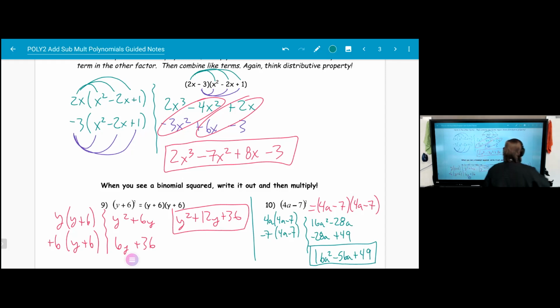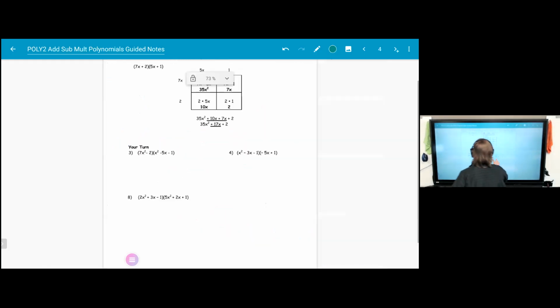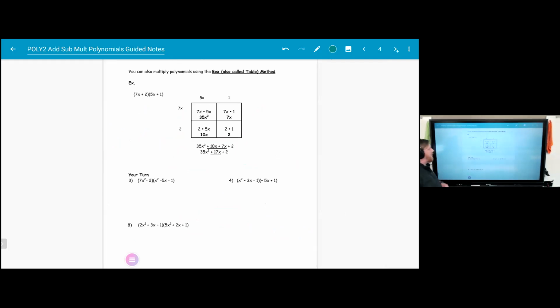All right. With that said, what I want you guys to do is take a look at the box method. What happens when they do this? When they take the polynomials, in a box or table method, you take your first polynomial, and you make columns out of it. So 7x plus 2, you'll have two terms, so you'll have two columns here, 7x and 2. I guess it's kind of a row.